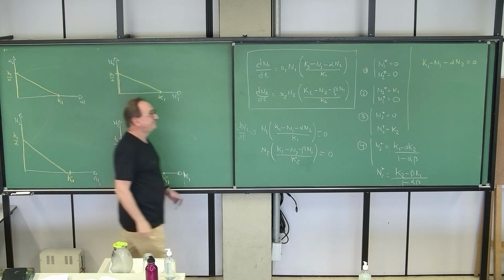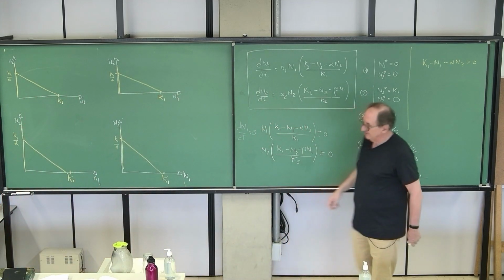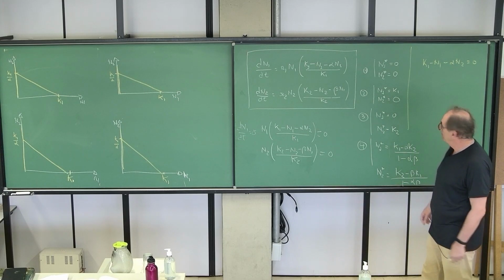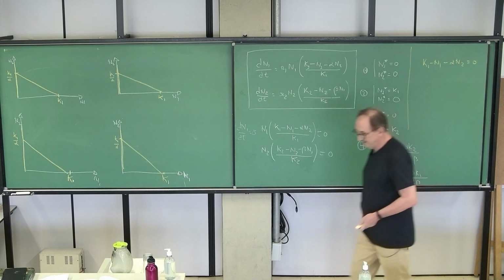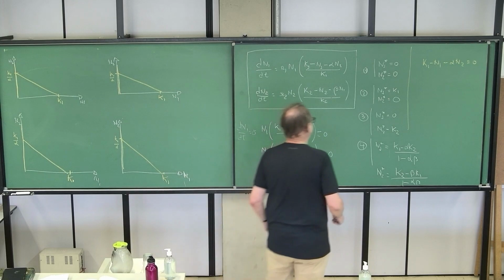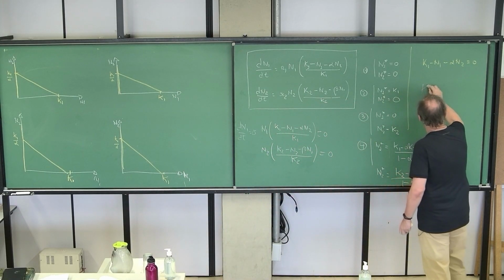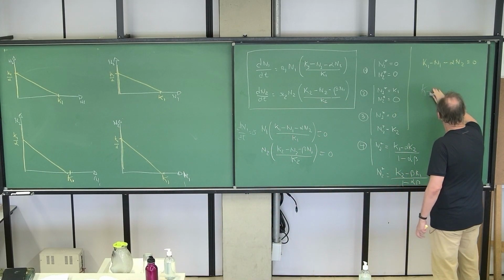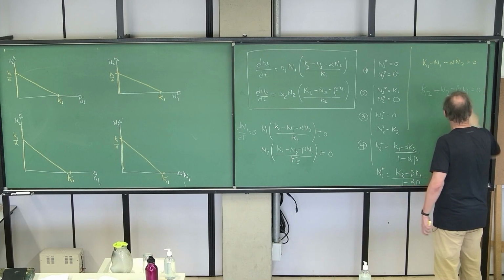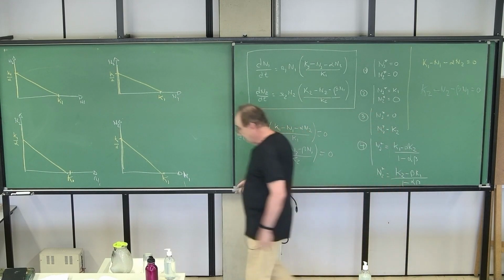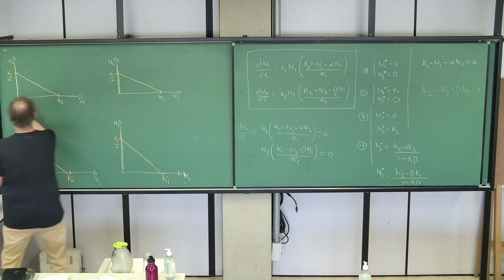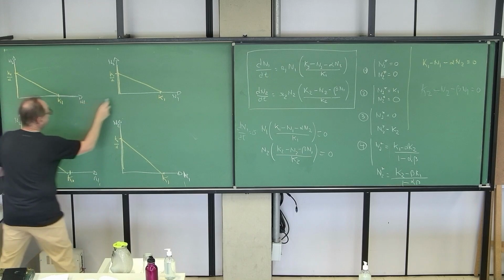Okay. Now, next step. We want to draw the other one. The other one here is given by k2 minus n2 minus beta n1 equal to 0, and also by this line, n2 equal to 0.